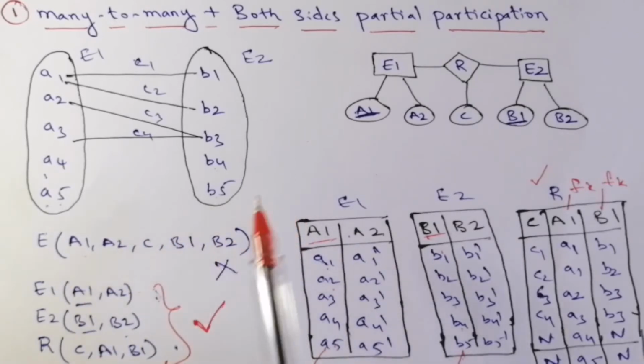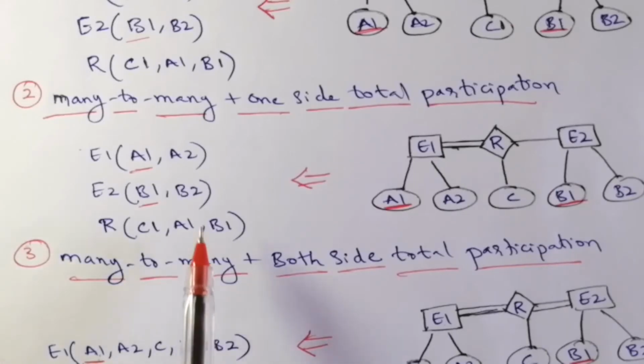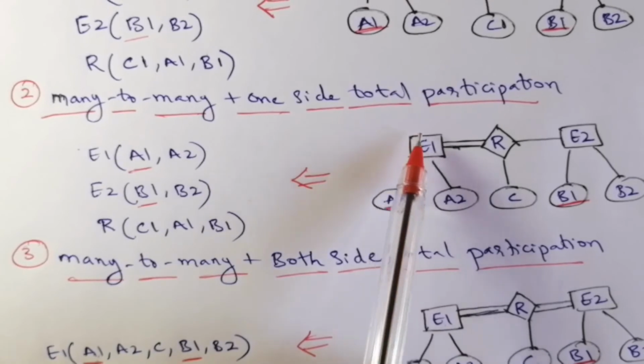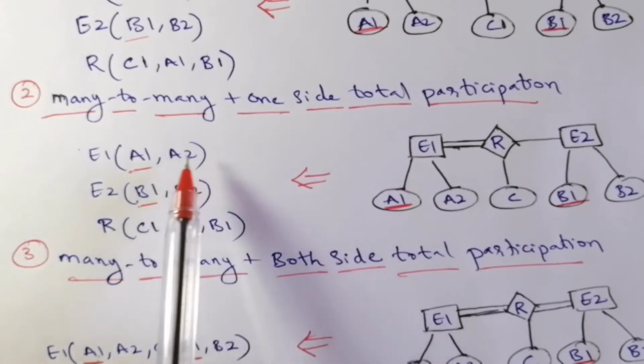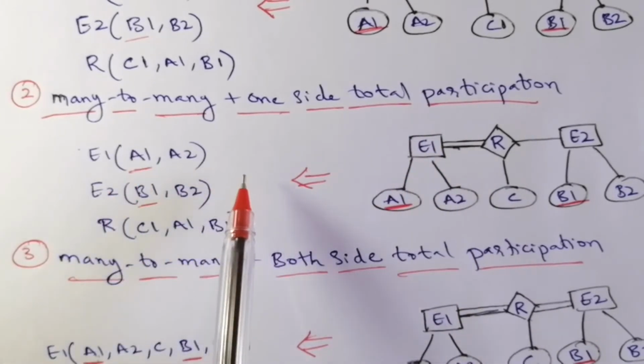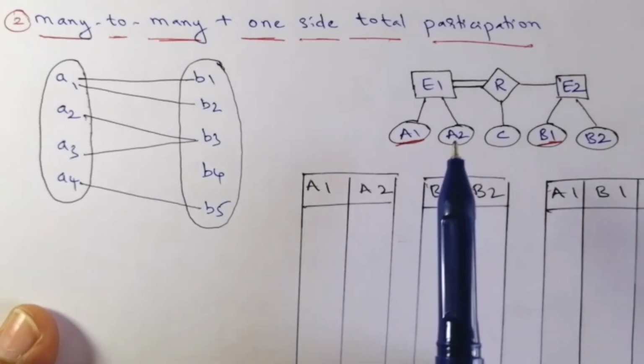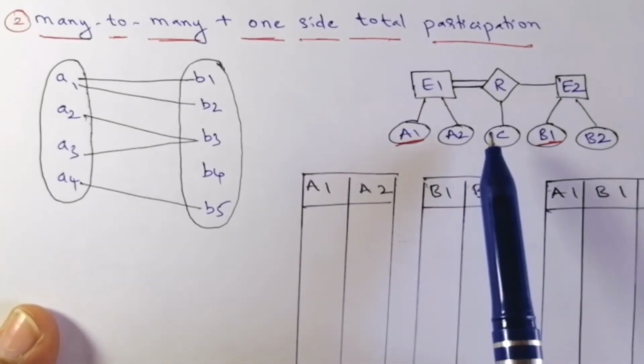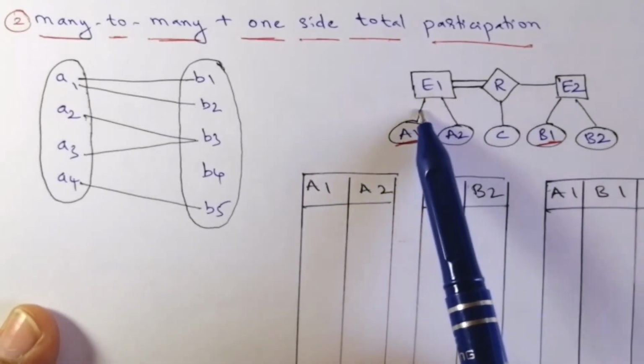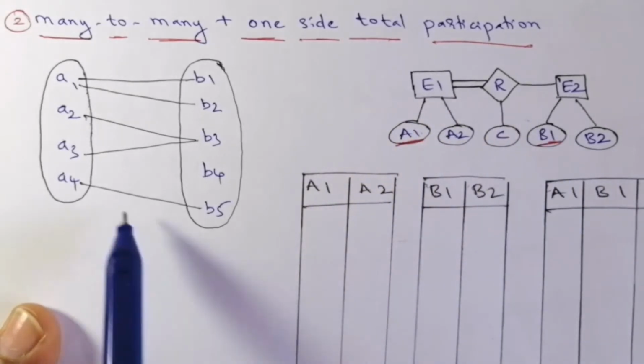So let us move to the next case. Let us look at another case, that is many to many plus one side total participation. Here also we require three relations. So let us prove the true case. Let us prove this particular case. So this is the case of many to many plus one side total participation. We have one side total participation, and it is a many to many case, right.